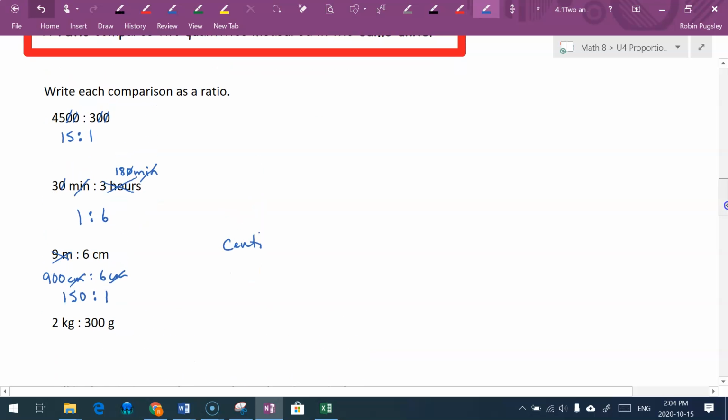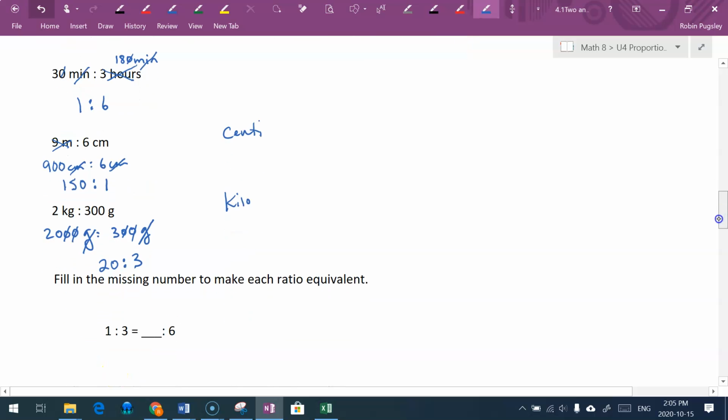Another common unit is good to know. Kilo means 1,000. There are 1,000 grams in 1 kilogram. So 2 kilograms is 2,000 grams. So we can convert to make them the same. Now we can cancel out the units. Now we can divide by 100, and that's as much as I can do. So we get 20 as compared to 3. I could divide both sides by 3 and get a decimal there, but that would not be in lowest terms or simplest form.